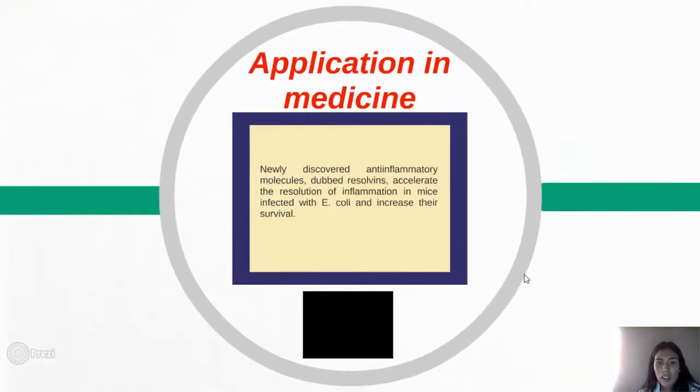Application in medicine. Newly discovered anti-inflammatory molecules, Resolvins, accelerate the resolution of inflammation in mice infected with E. coli and increase their survival.